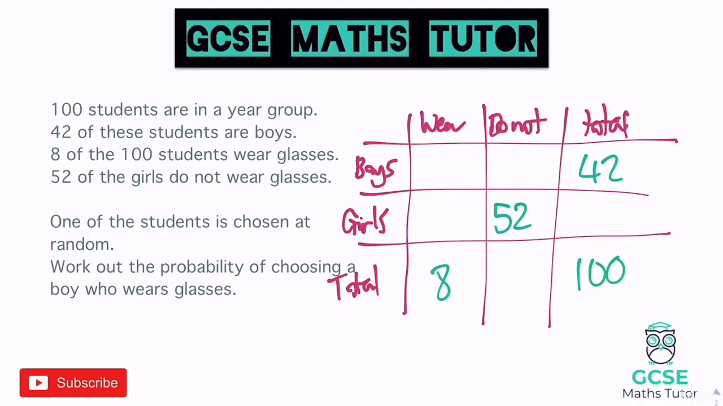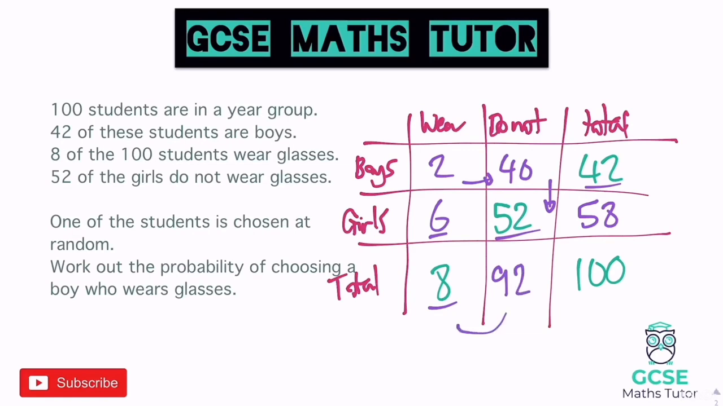So if there are 42 boys here, that must mean that there are 58 girls. And out of those, 52 do not wear glasses. So that must mean that 6 of them do. Now again, we've got 8 that do wear glasses, 6 of them are girls, so 2 boys must wear glasses. And again, going along this way, that has to add up to 42, so that must be 40. And then moving downwards or across from another direction, I could add those together to make 92. And a very quick check here, those two add up to 100, so that's right, we're happy with that, we can tick that off.